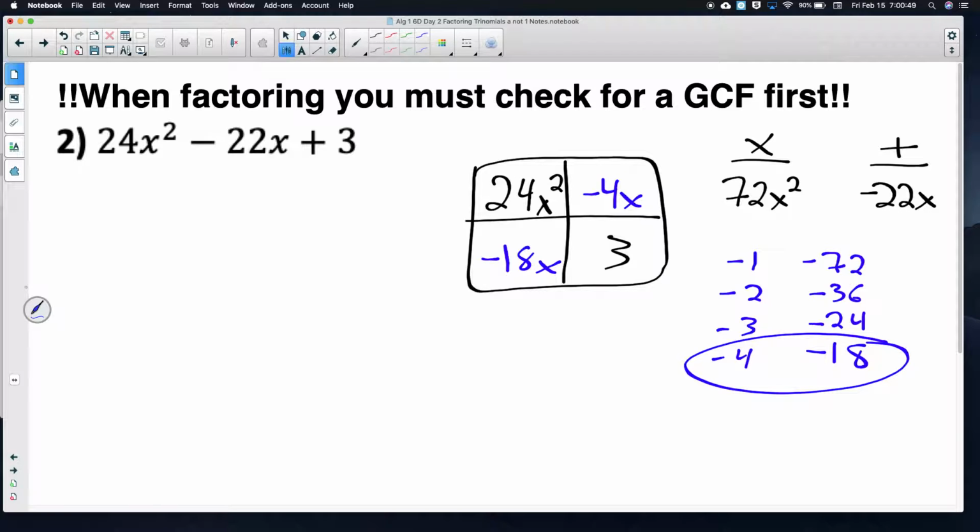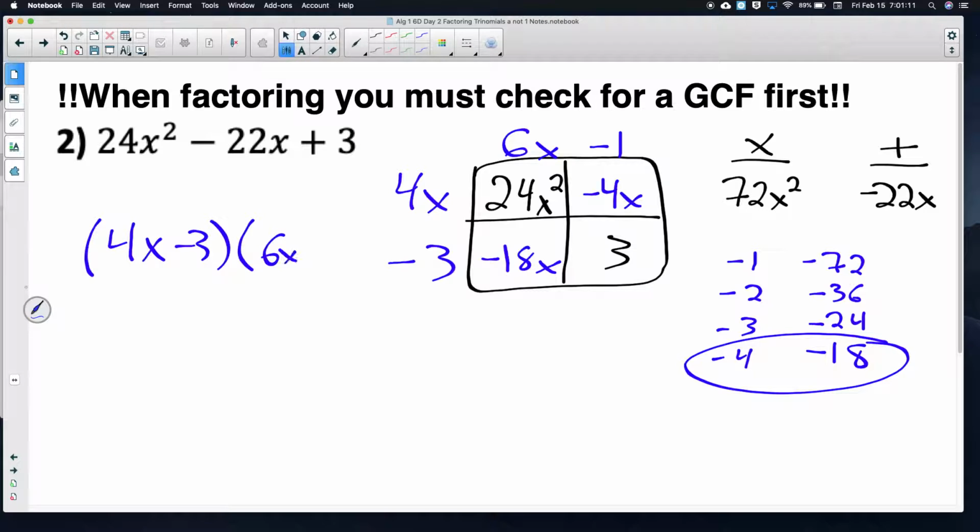And I'm going to factor out the GCFs of the rows and the columns, and I'm going to end up with 4x minus 3, and in the first column I am going to get 6x minus 1 in the second column. So my two factors are 4x minus 3 and 6x minus 1. Notice how that box helps us keep all this information organized. And then all I have to do is pull the greatest common factors of the rows, pull the greatest common factor of the columns, and those are going to be my two factors.